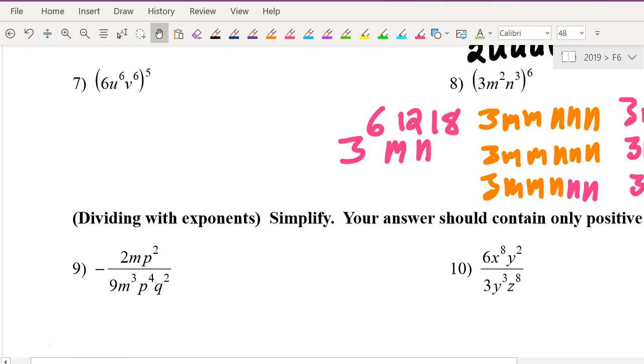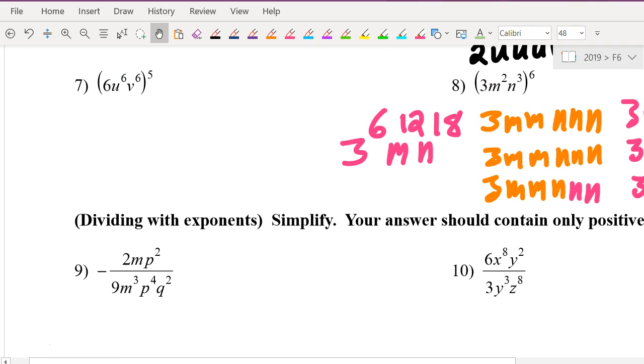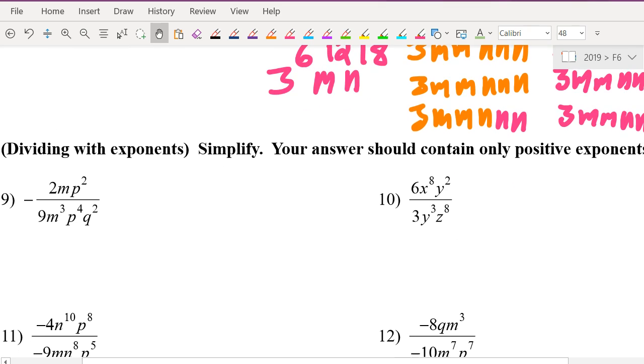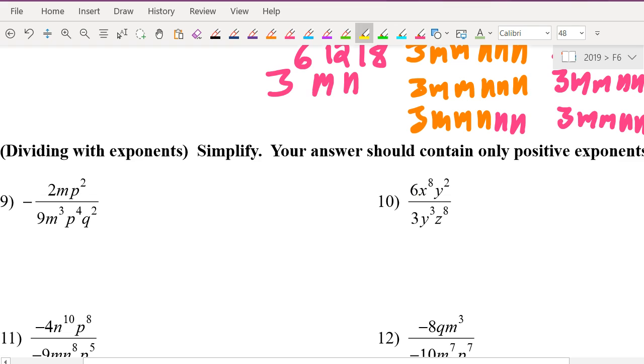What was the answer? There it is. All right, dividing. Hey, we did number 9 in the other class. Let's do number 10.